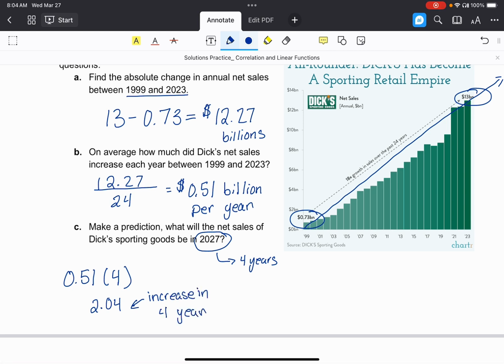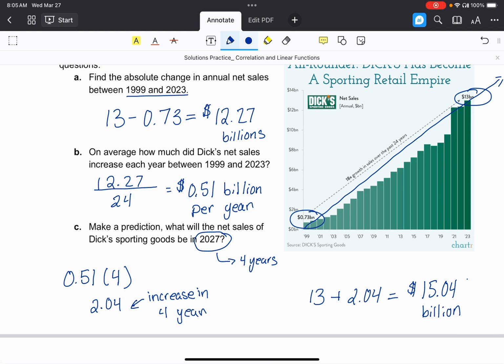But, so this is my increase in 4 years. But keep in mind, in this case, unlike the running problem, we didn't actually start at $0. So it's not like they only make $2 billion. In the year 23, they are already at $13 billion. So we're starting at 13. We have an initial value here, and we're adding that 2.04 because it's growing that much, to get what we predict the net sales for Dick's Sporting Goods in 4 years will be, probably around $15.04 billion. If it keeps growing the same way that it was growing.